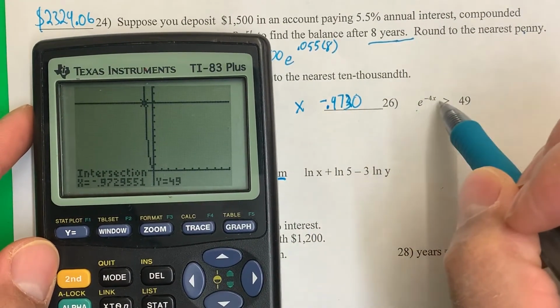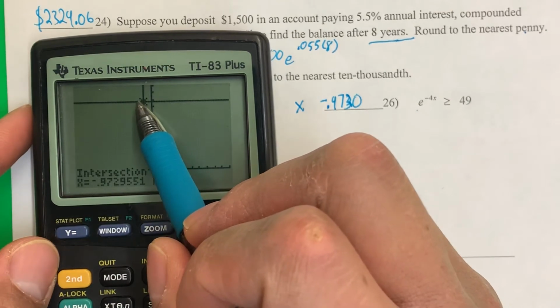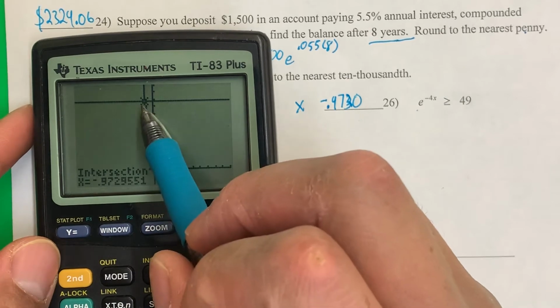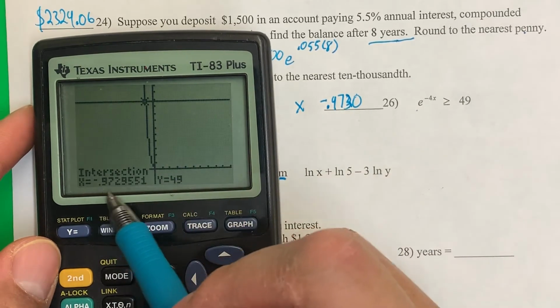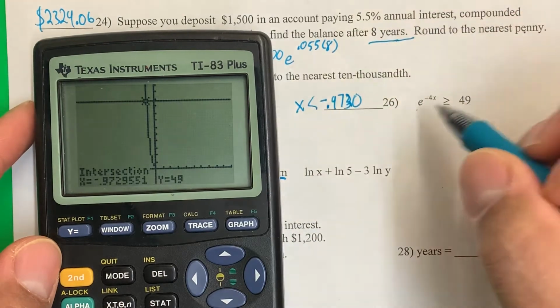Is it x is greater than that number or less than that number? So look at it again. Am I looking for the numbers to the right of that point or to the left of that point? I was originally looking for all the points that were greater than 49. So do I need all the points that are to the left, x is less than negative 0.97, or to the right, greater than negative 0.97? And the answer is left, okay?